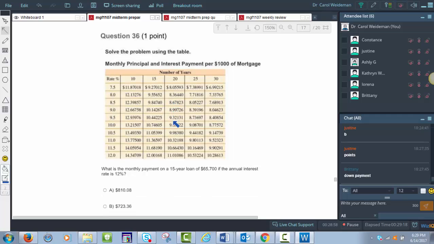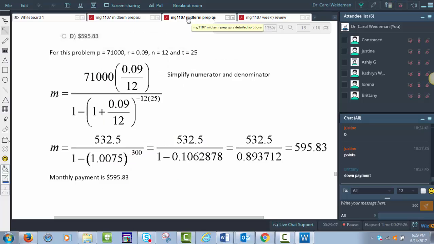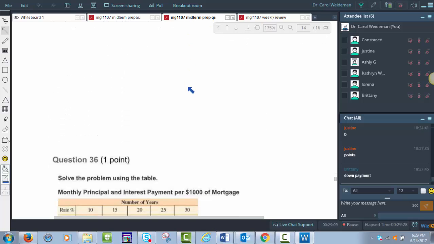Okay, what's the monthly payment on a 15-year loan of $65,700 if the interest rate is 12%? And we're going to use a table on this one, so we don't have to do the formula. So let's take a look.